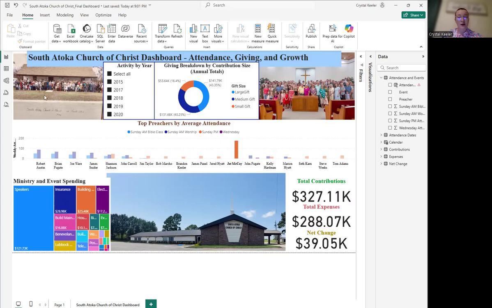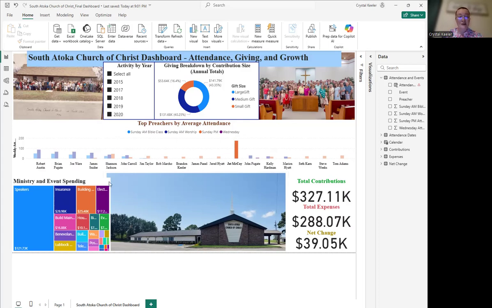Starting off over here on the left-hand side, this is South Atoka Church of Christ, which is on North Ohio Street, back in 1986. Over here on the right-hand side, this is a picture of the members today, in July of 2025. And this is what the church building looks like as of 2 days ago, actually, July 25th of 2025.